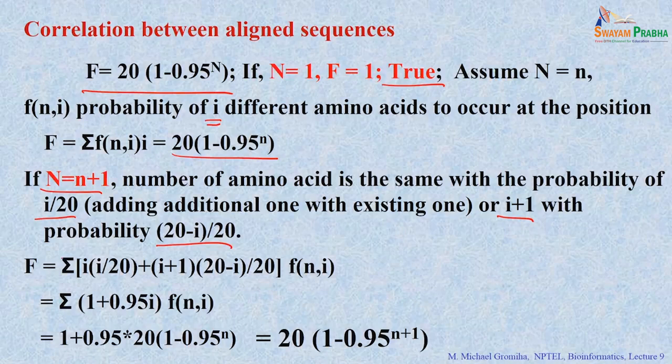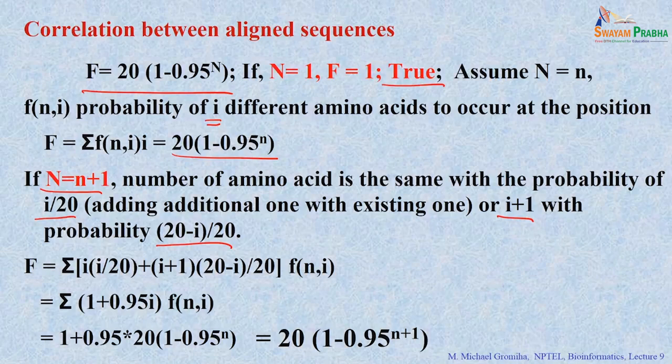Then if you add this in this equation, f equals I into I by 20, and I plus 1 into 20 minus I by 20 into function of n comma I. If you simplify this equation, you will get 1 plus 0.95 into I with the function of n comma I, and this equals 20 into 1 minus 0.95 into n plus 1, because we derived these numbers. If this is equal to 1, and you divide by 20, that is 0.05, then finally if you take the 20 out, you will get 20 into 1 minus 0.95 into n plus 1.